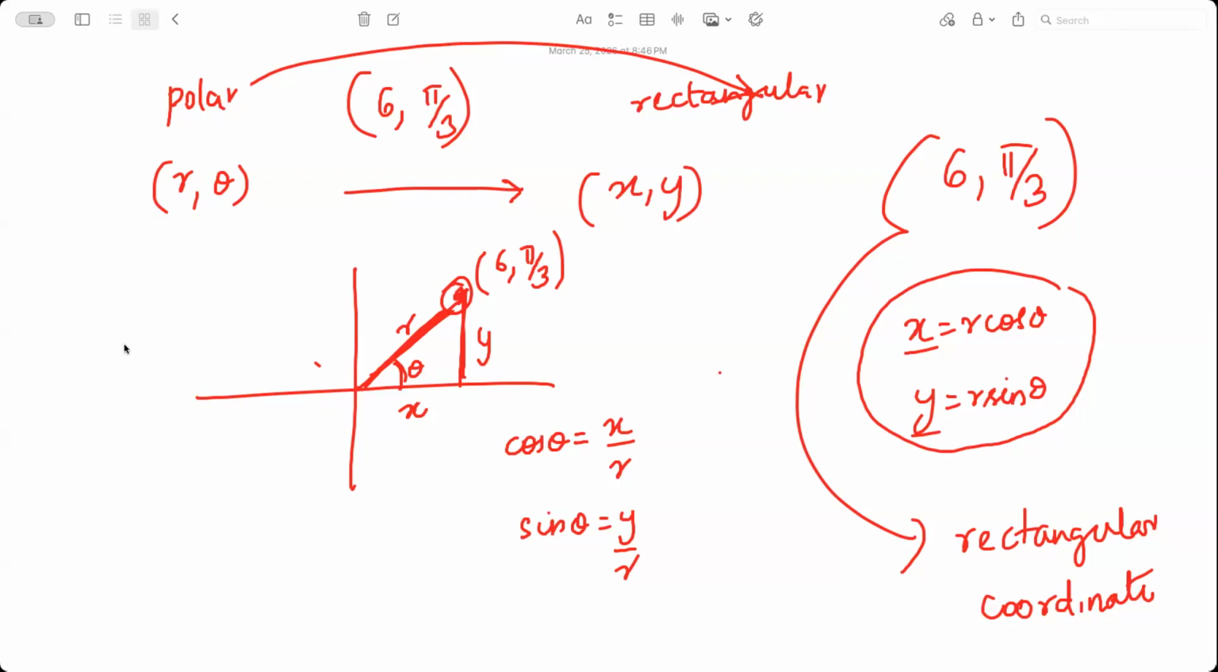Dhwani, good job. Guys, I hope you got it. So it is just plugging in, right? So this is 6 cos pi by 3, 6 sin pi by 3. That's all, guys. Okay, so let me move on.